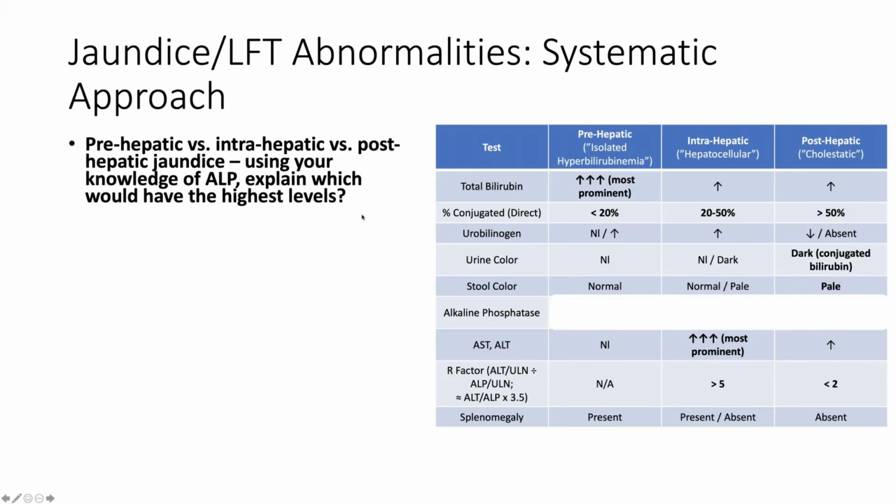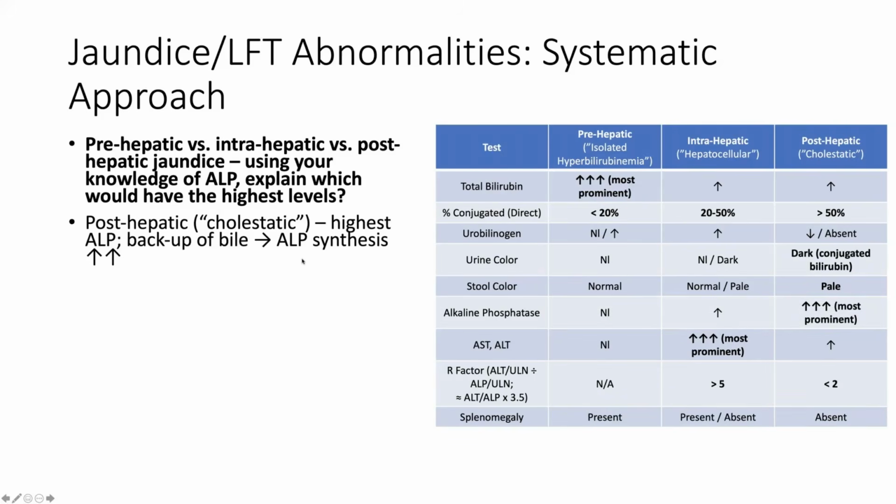All right, Grace. So using your knowledge of ALK-Phos, which would have the highest levels? So would it be post-hepatic? Yeah. See, I know that increased ALP is associated with cholestasis. I'm trying to remember. Yeah, it's not super important to remember why. There is an increase in synthesis, right? Right. So the reason is because of an increase in synthesis.